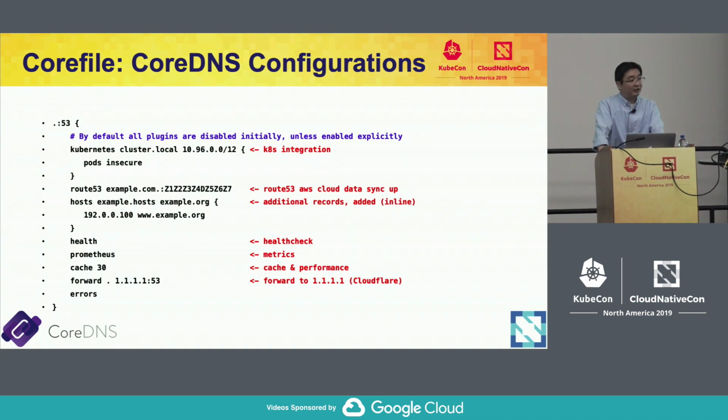Next is the forward plugin. The forward plugin essentially sends any unresolved domain to a next DNS server so that you can chain up. This is how DNS works over the internet. In this Corefile setup, we configure CoreDNS to talk to Cloudflare's public DNS so that if there are any unresolved DNS entries, it's going to talk to a public DNS server to resolve them. And finally, errors, that's just for logging and error handling.